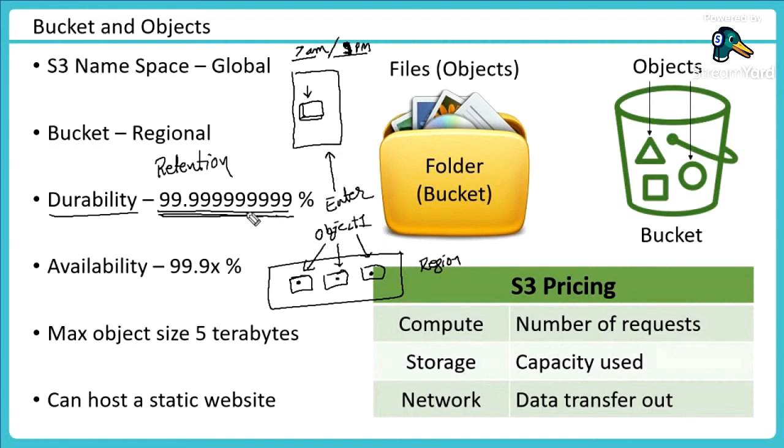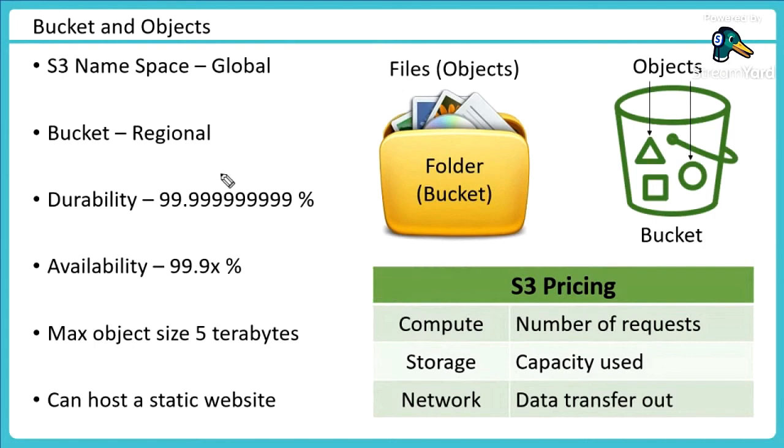That means that if I store 10 million objects, maybe over a period of 10,000 years, one object may be lost. What is the probability? Very less. There is a probability of an object getting lost, but a hugely small probability. That is what we mean by durability. So durability is a mechanism related to retention: will my data be stored in a safe way or not? That is called durability. Right. So durability, hopefully everyone is clear.